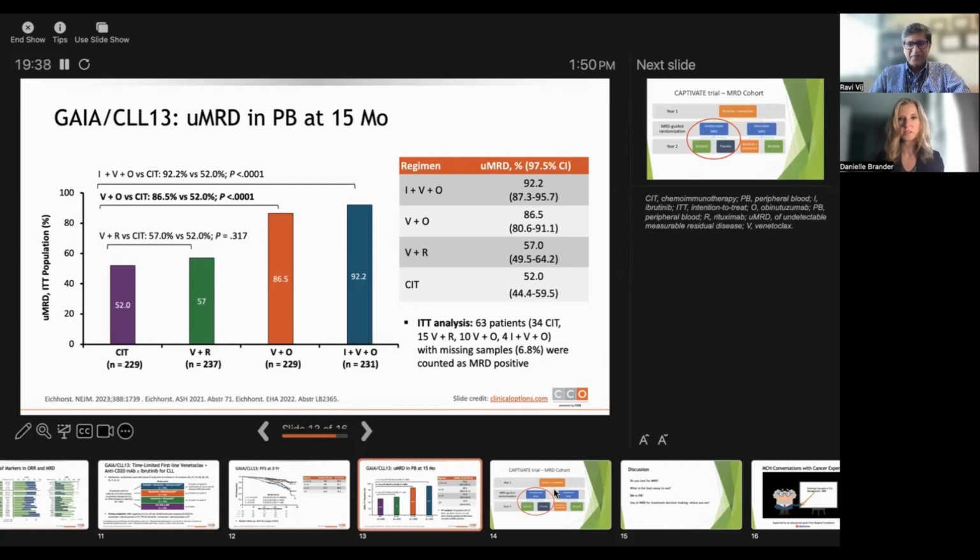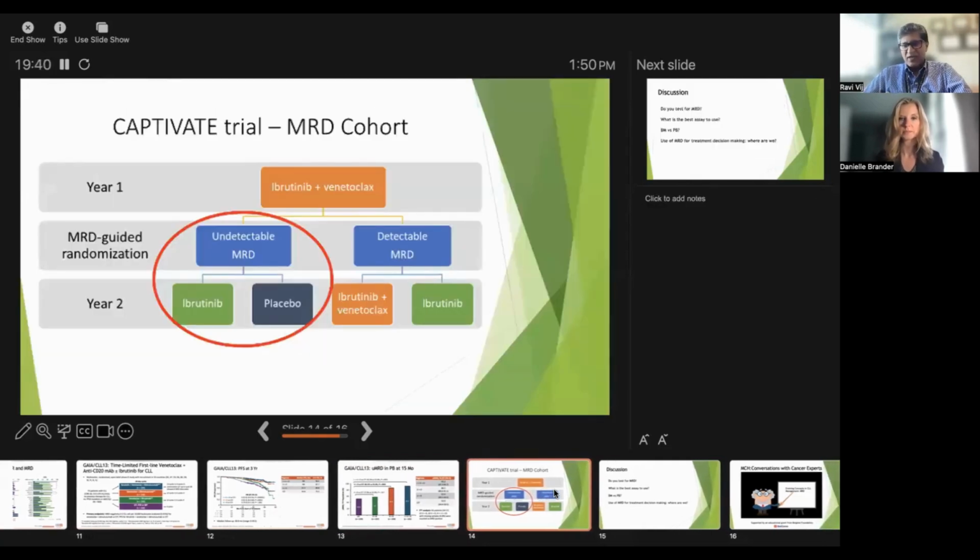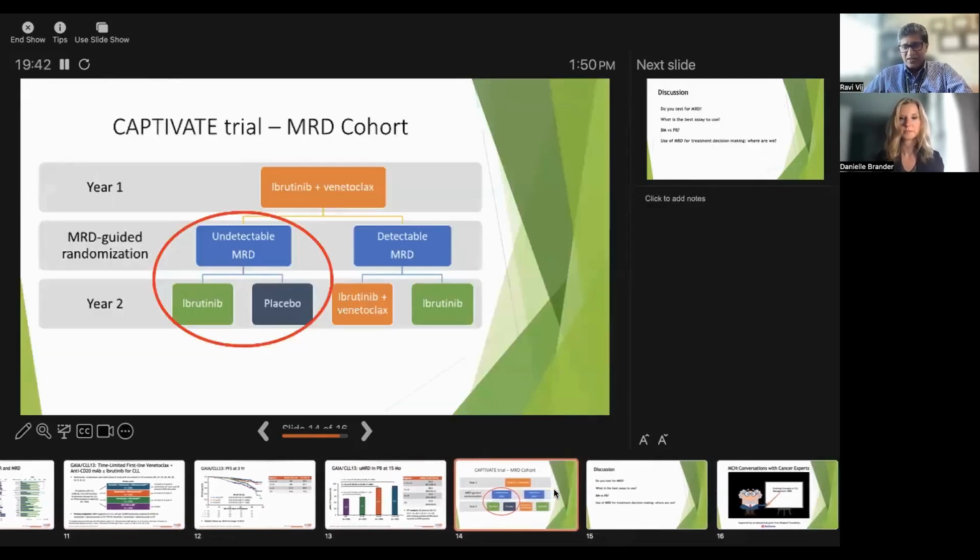So obviously we know that MRD is clearly prognostic in a number of these studies now, but the true value of any biomarker is if it can be predictive of planning therapy going forth. So I understand that such moves are afoot. So could you tell us a little bit about the CAPTIVATE study and what it is trying to show?